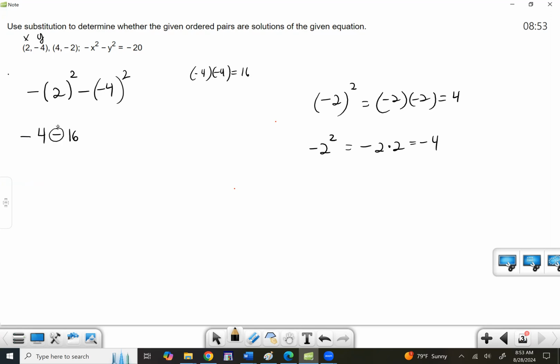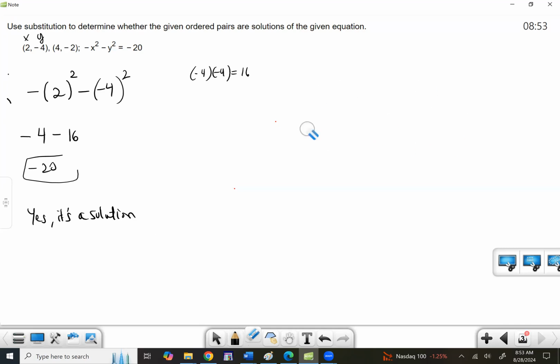Note that this negative sign is just that one, the minus sign, right? Okay. So the answer to just this portion is positive 16. And that's why we keep this negative. Okay. So -4 take away 16 is -20. All right, so does it match the right-hand side? It does. So we're going to say, yes, it's a solution.